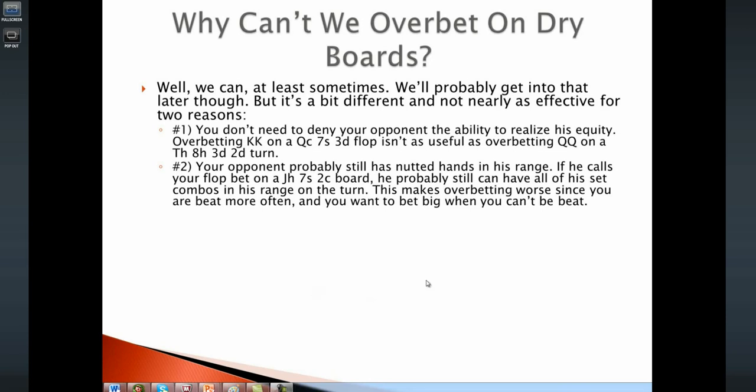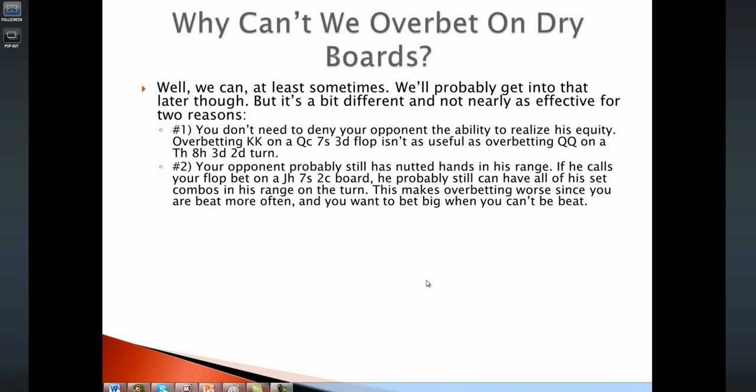If we bet the flop and our opponent calls and the turn card comes a 4, it's really hard to overbet here with a hand like pocket queens because we're still going to be beat a decent amount of the time on the turn. Our opponent's still going to probably have 9 set combos in his range, and he can raise all of those and a bunch of bluffs, so it makes our overbet with queens very ineffective because it sucks if we overbet and then find out we have a bluff catcher.